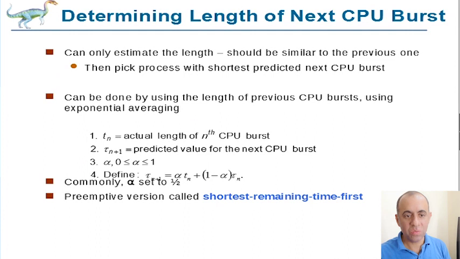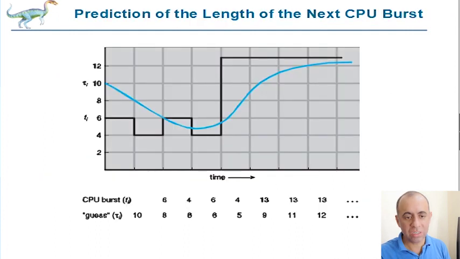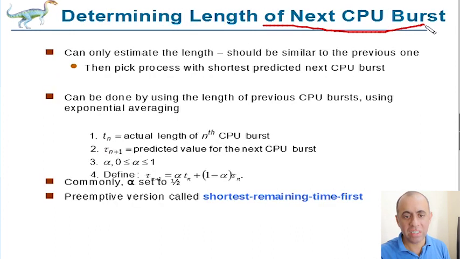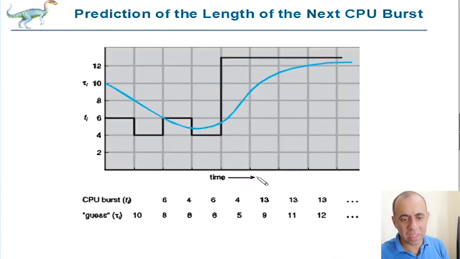To make a guess, we use this equation. This equation is called determining the length of the next CPU burst. This is the equation: tau n plus 1 equals alpha times t n plus 1 minus alpha times tau n. The best way to explain this formula is by this example. So these are all the guesses which were made.